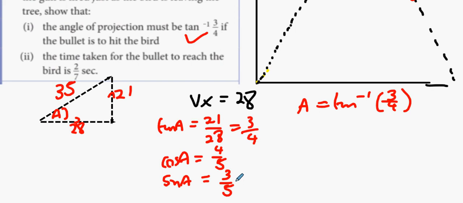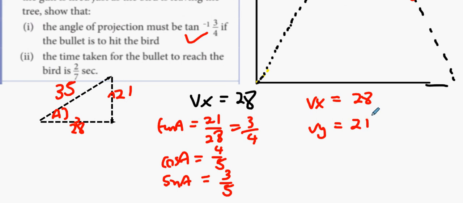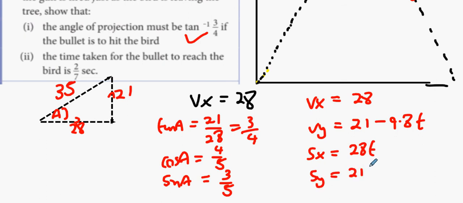Next thing we need to do is set up my equations. So we're going to do phi x. Phi x is 28. Phi y is 21. We're going to change g into 9.8. Sx is 28t. Sy is 21t minus a half gt squared, so 4.9 t squared.